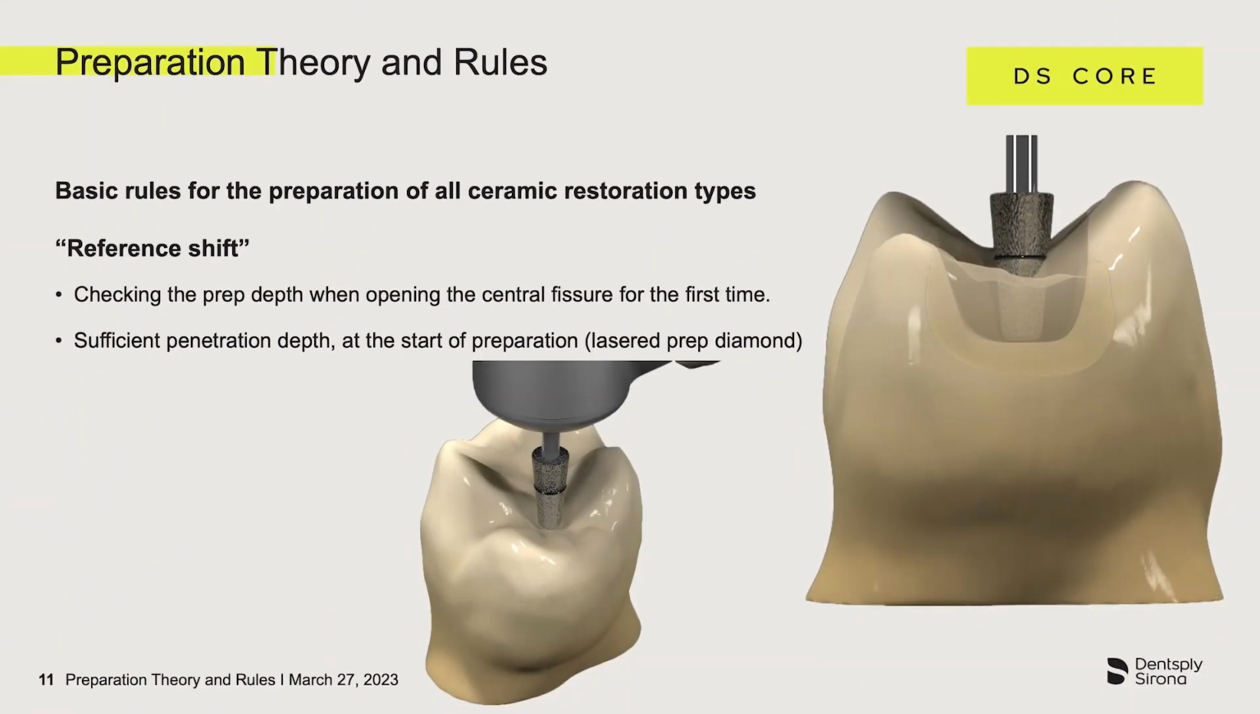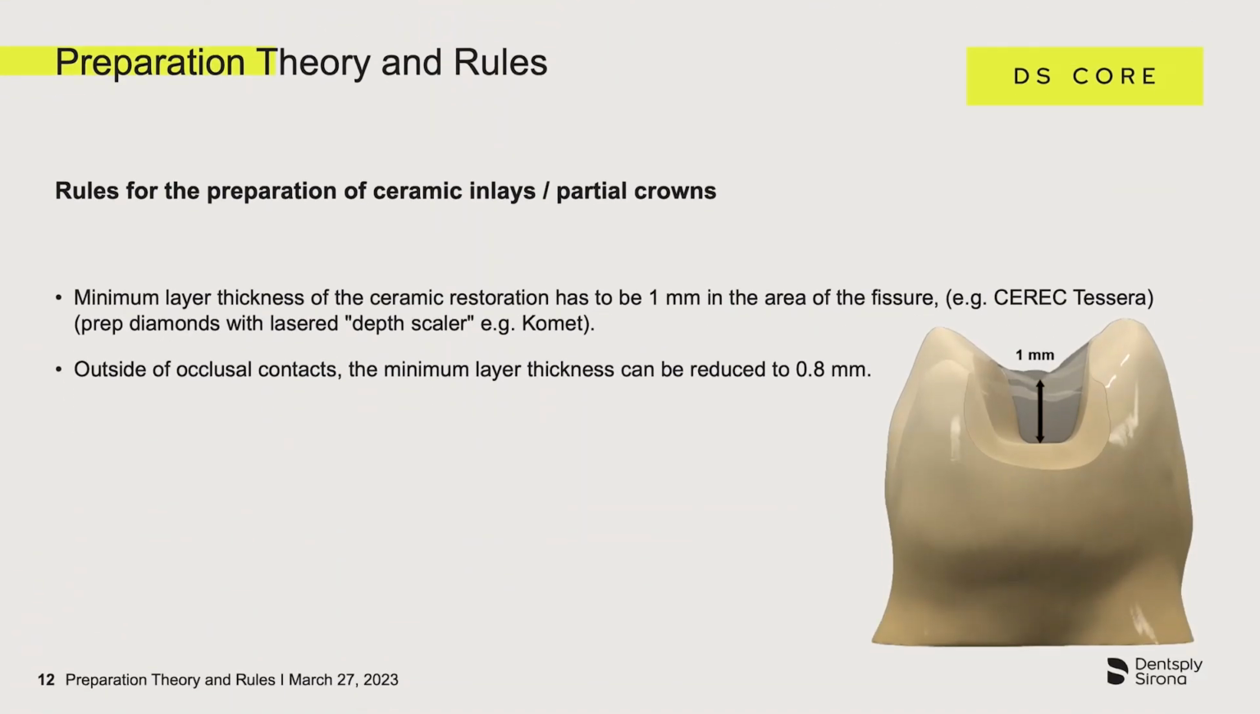These pictures once again show the schematic representation of the laser engraving of the preparation diamonds. These depth marks, which we see here, are often lasered into the instrument at 2 mm and at 4 mm. We now start with the rules for the preparation of ceramic inlays and partial crowns. Here, we must always make sure that the minimum layer thicknesses of the materials used can be taken from the corresponding data sheets of the manufacturers.